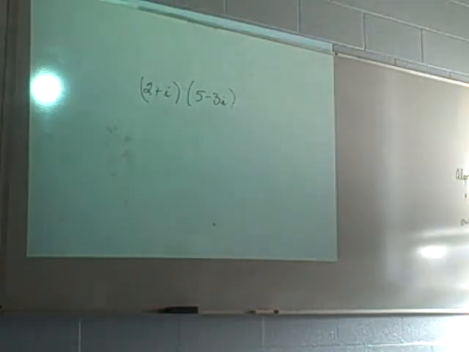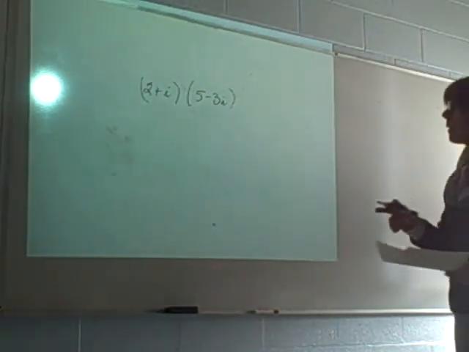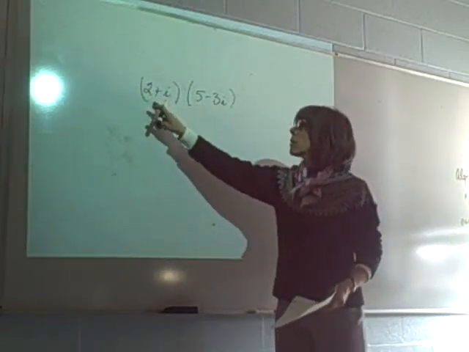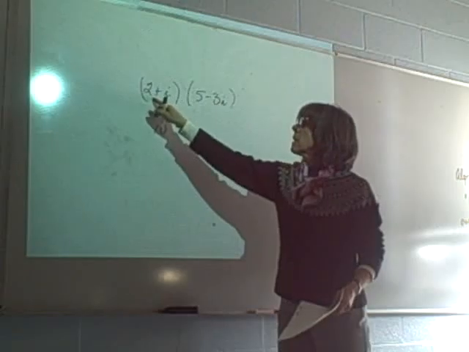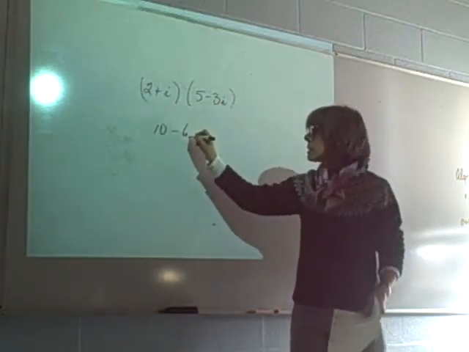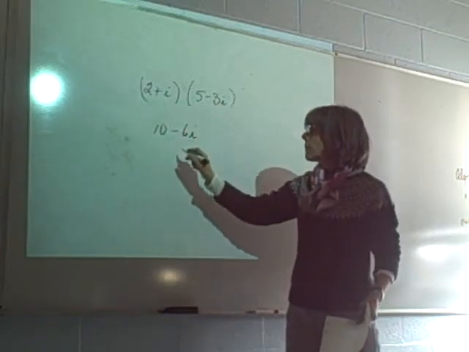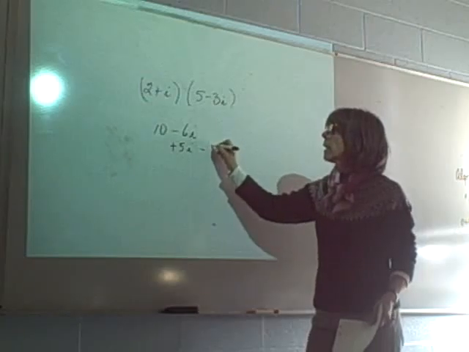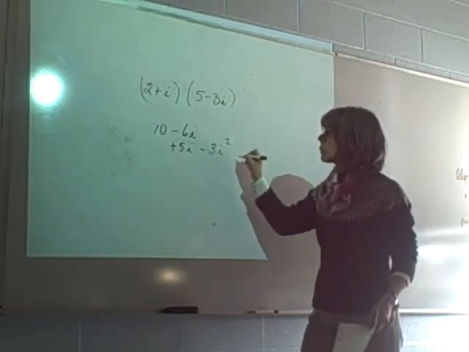You did not get that? Okay, so can I use the distributive property? Yeah. Okay, 2 times 5 is 10. 2 times a negative 3i is what? A negative 6i. i times 5 is 5i. And I have what? Negative 3i squared.